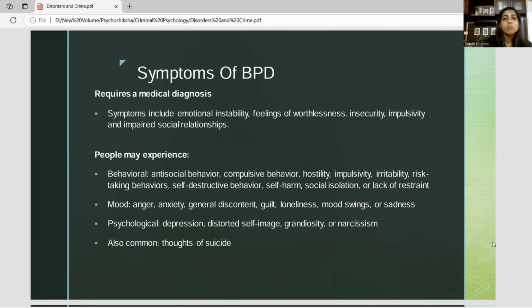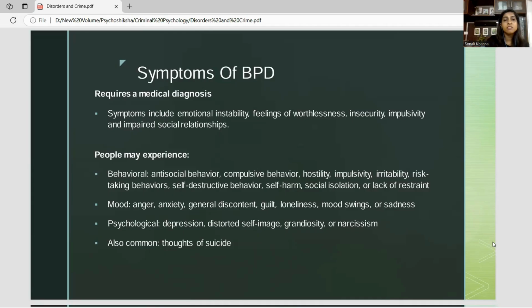So symptoms include emotional instability, feelings of worthlessness, insecurity, impulsivity, and impaired social relationships. So they do not maintain good relationships because they are very insecure, they're very impulsive, and they have the feeling of worthlessness. As I told you, in depression we also have the same feeling. But in depression, we are not very impulsive. In borderline, we're impulsive and we either harm ourselves or we harm the other person.